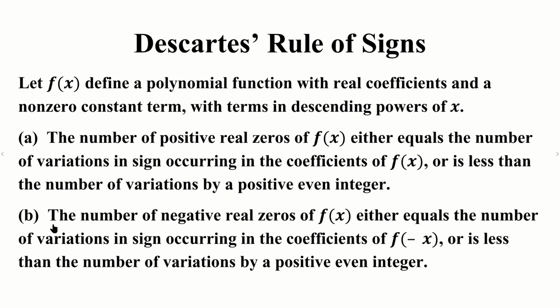The same goes with the number of negative real zeros, except what you have to do is find the number of variations in sign for f of negative x rather than f of x. And in that case, the number of negative real zeros, remember the important word real, is going to be either the number of variations in the signs of f of negative x, or less than that number by a positive even integer, okay? So let's go ahead and see it in practice.